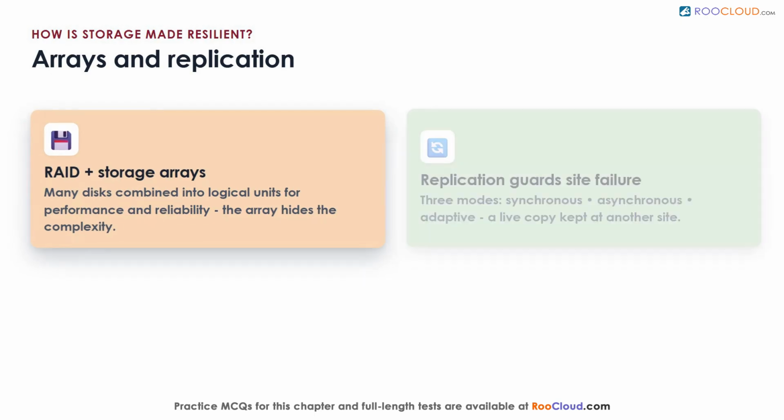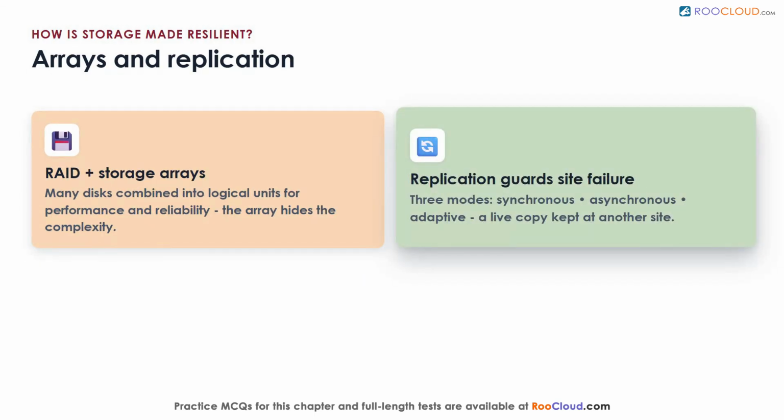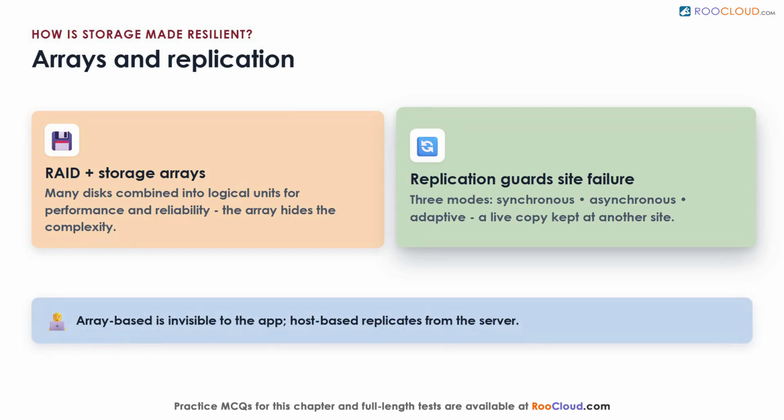Arrays also replicate data to guard against site failure. That replication comes in 3 flavors. Synchronous waits until the other site confirms each write. Asynchronous copies on a schedule, with some delay. Adaptive switches between the two as network load changes. Array-based replication is invisible to the application. And if there is no array, host-based replication does a similar job from the server.